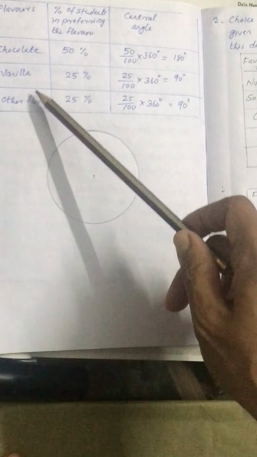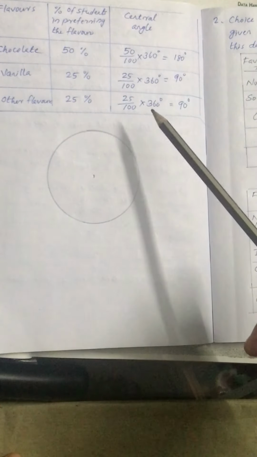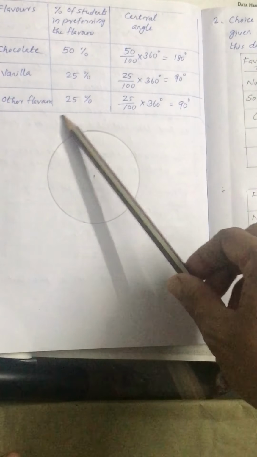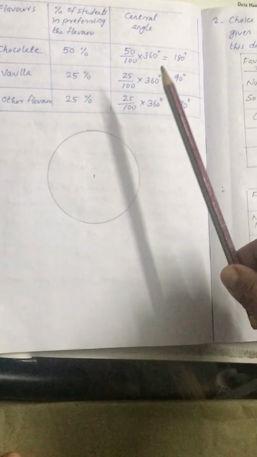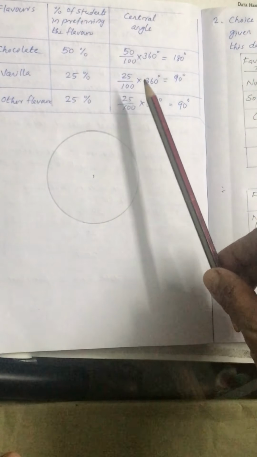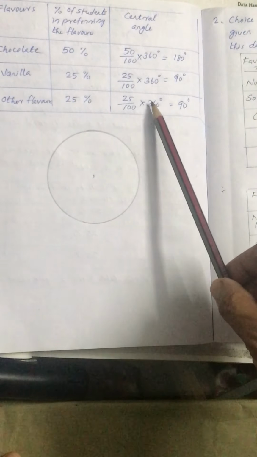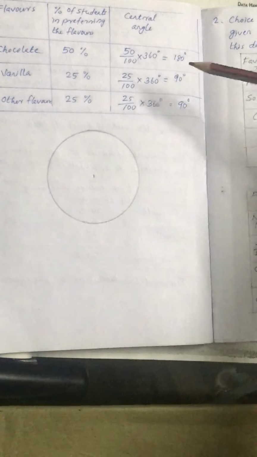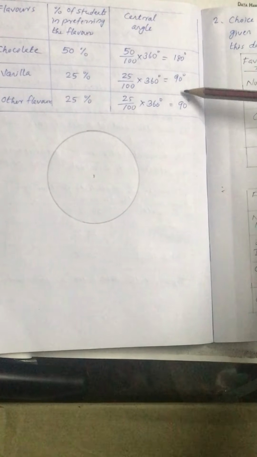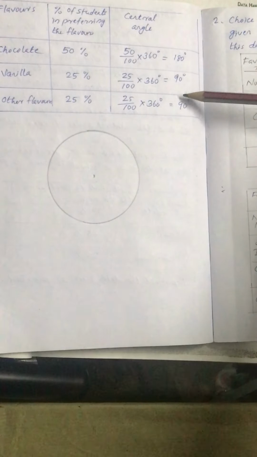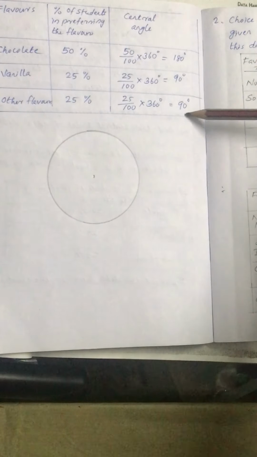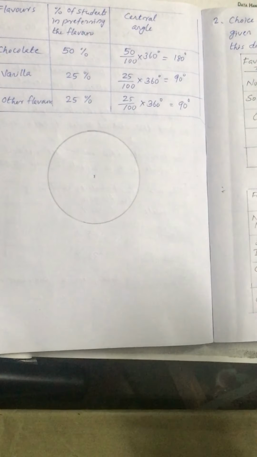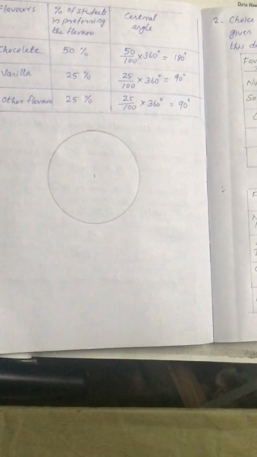Then other flavors, totally it is given as 25%. The other different flavors are given as one set, and this also is 25%. So its central angle we can find by 25 by 100 into 360 degrees. So that is another 90 degrees. So now we have found the central angles, and with these measurements we want to draw the circle graph, or pie chart.